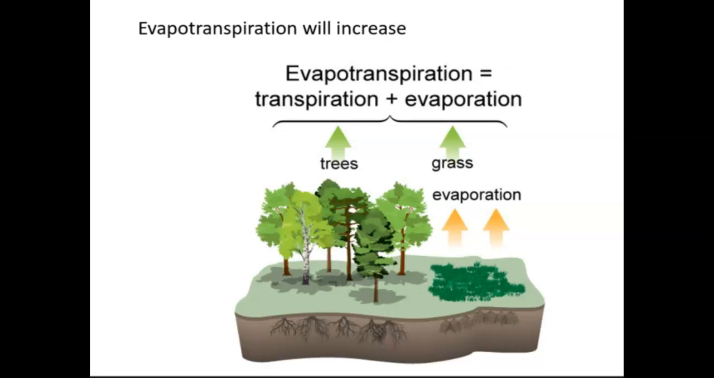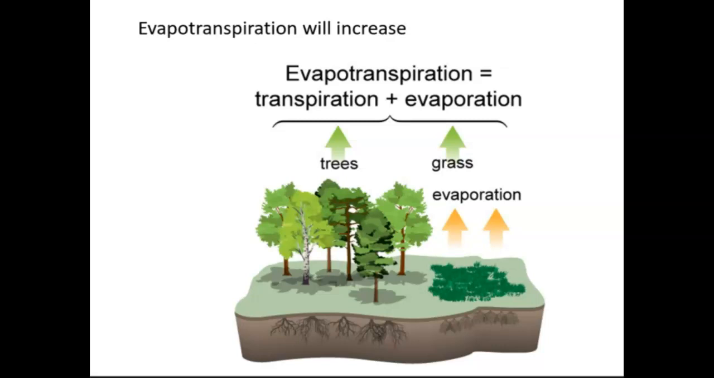Some of it is taken up by plants as they conduct photosynthesis, the process known as transpiration. The rest evaporates directly from the soil into the atmosphere. The combination of evaporation and transpiration is called evapotranspiration.